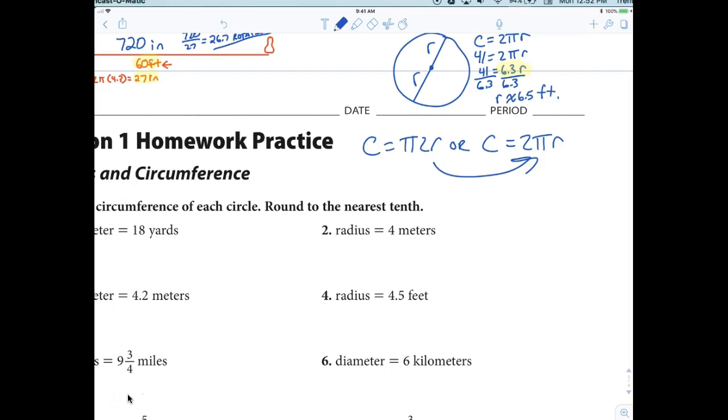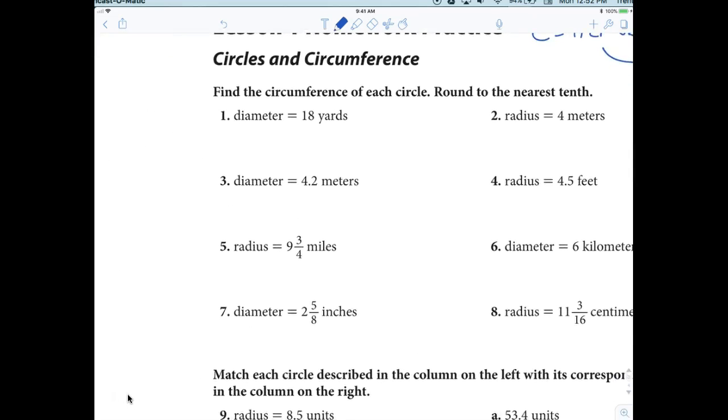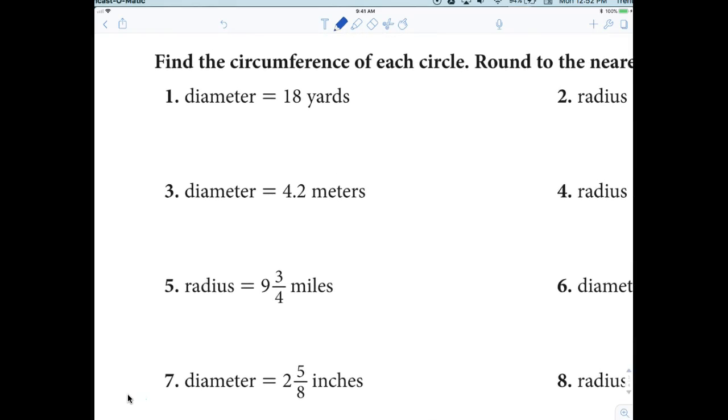Does it matter which one you use? No. But I tell kids, use the one based off of the information that is given. So what in the world does that mean? That means, for example, number 1, they give you a diameter of 18 yards. So your job is to write down C equals pi d. Every time you're going to write down the formula, because on the ARBs, they're not going to give you the formula. And so they ask about circumference. If you don't know the formula, there's no way to do the problem. So I'm trying to drill it into your head right now what the circumference formula is.